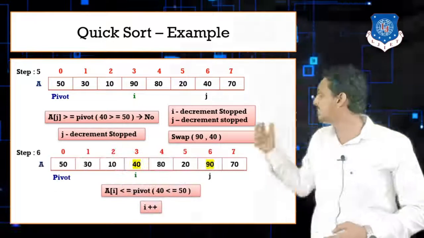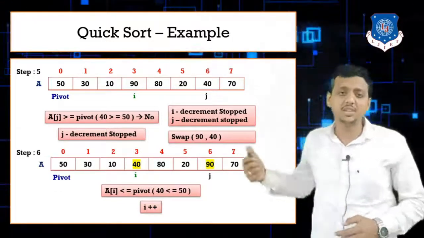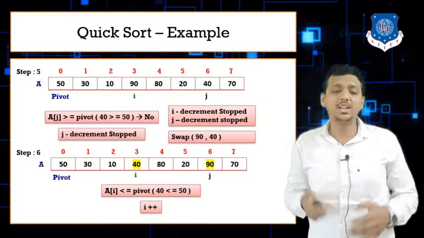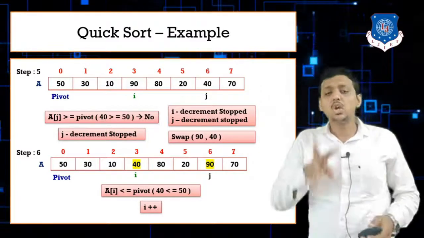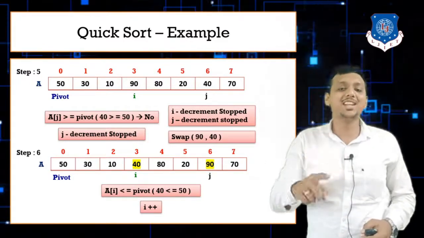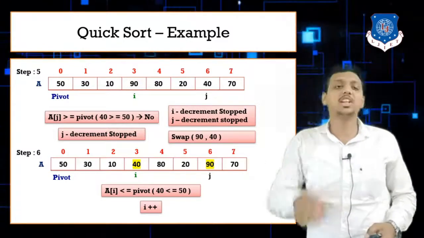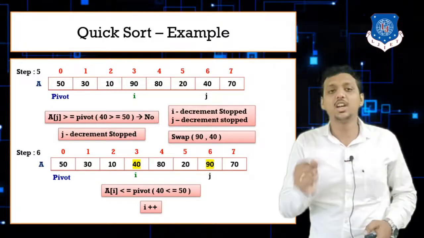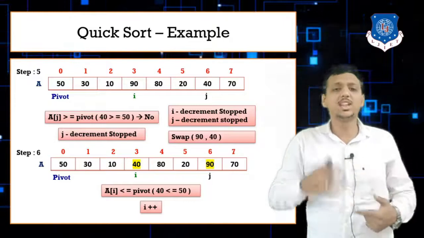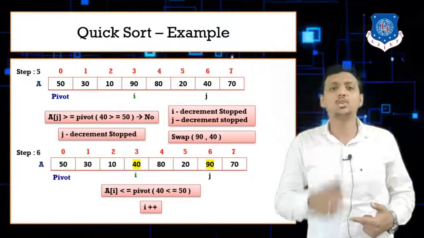It goes like this. See, I have highlighted it with yellow color so you can get a better idea of how 40 and 90 swap with each other. Fine. So after swapping 40 and 90, you need to do increment and decrement of I and J respectively again and again. So here again let's start your cycle where you find out whether A of I is less than or equal to pivot or not.